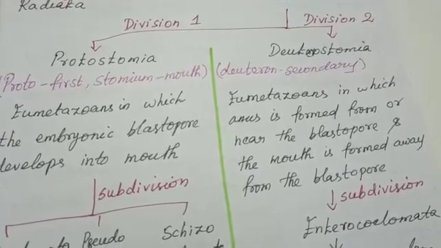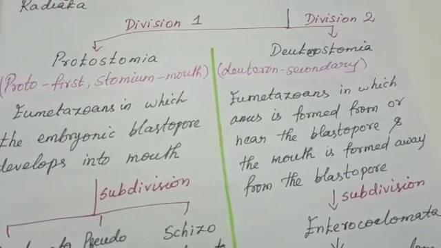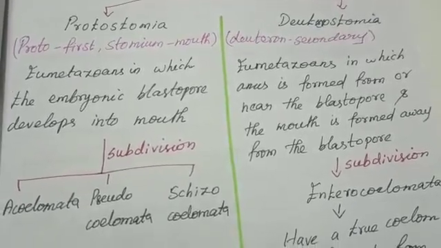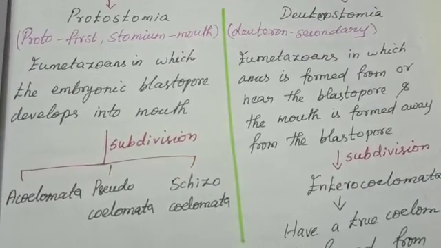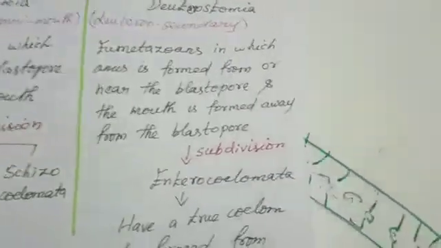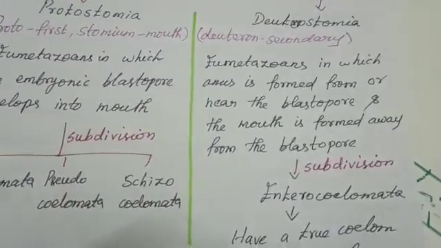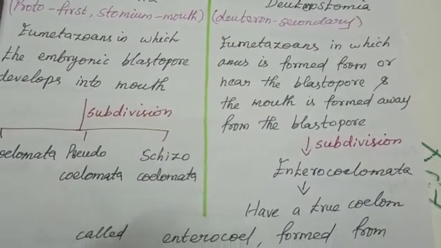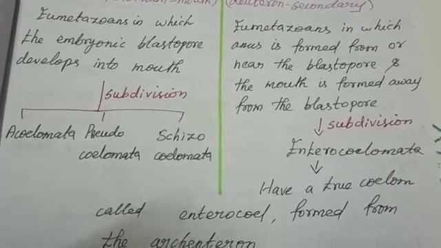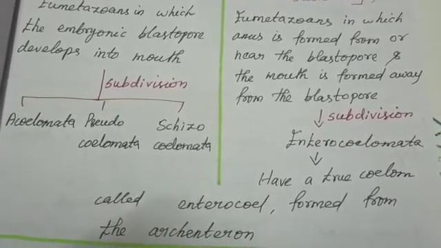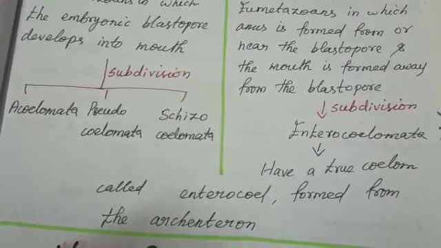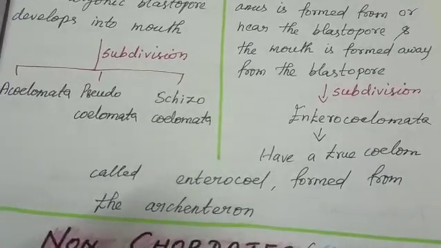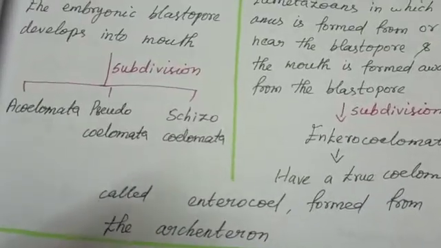Proto means first, stomia means mouth. Deutero means secondary, stomia means mouth. In protostomes, the embryonic blastopore develops into the mouth. They have three subdivisions: acoelomata, pseudocoelomata and schizocoelomata. See the deuterostomia: eumetazoans in which the anus is formed from or near the blastopore and the mouth is formed away from the blastopore. They have only one subdivision, enterocoelomata. They have a true coelom called enterocoel. So they are named enterocoelomata. It is formed from the archenteron.